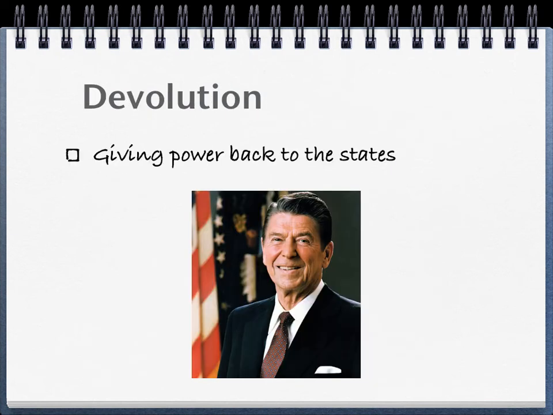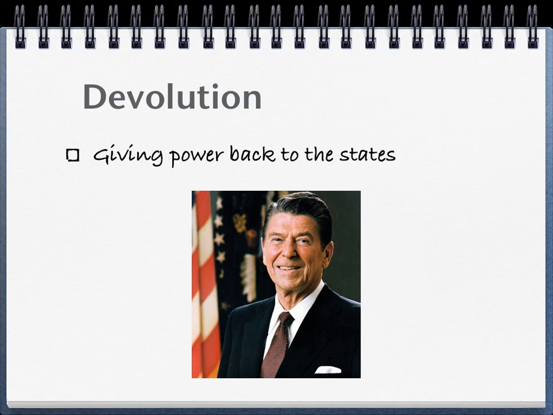You also have the idea of devolution. That's a picture of Ronald Reagan right there, president in the 1980s. This is a more conservative states' rights idea again. The idea is that power should be given back to the states. So letting the federal government get out of the way, let the states take care of certain issues, that's something that Reagan is closely associated with.